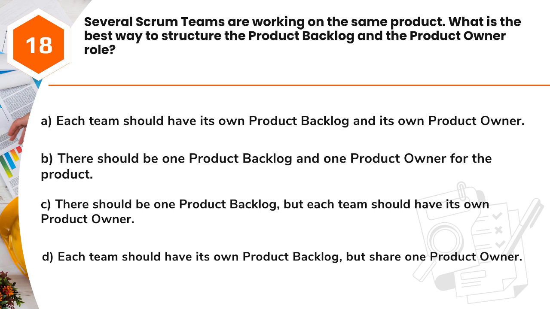Question 18. Several Scrum teams are working on the same product. What is the best way to structure the product backlog and the product owner role? A. Each team should have its own product backlog and its own product owner. B. There should be one product backlog and one product owner for the product. C. There should be one product backlog, but each team should have its own product owner. D. Each team should have its own product backlog, but share one product owner.